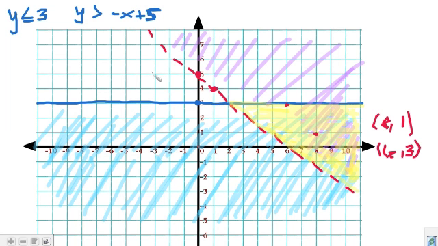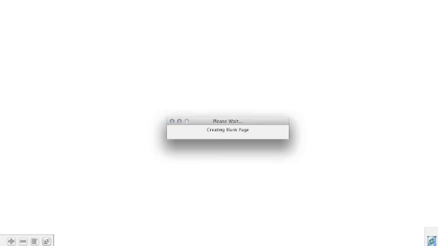Okay, so it's kind of like playing Battleship. You have to find the area they both have in common and overlap. Okay, so let's try one more. Let's try one where you have to solve it first. Okay, get it into slope-intercept form. So here are my two equations.